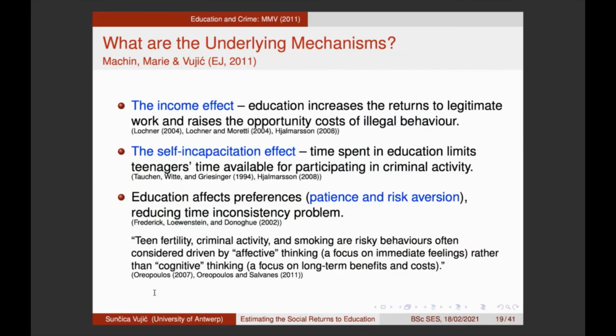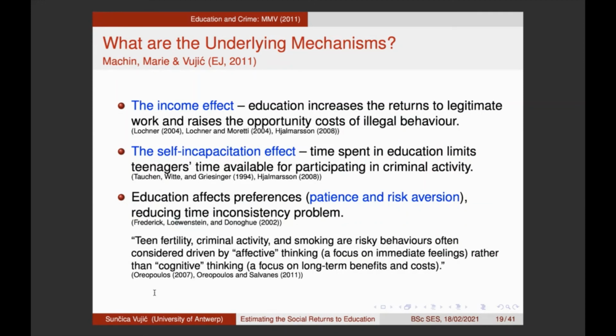I will only briefly say something about the mechanism. So you might ask yourself, why would education affect crime? Or why would education affect fertility or health? And usually there are different mechanisms in place. In the case of education and crime, you can think of the income effect, the same income effect that is important for explaining the relationship between education and wages. You can think that education increases the returns to legitimate work and raises the opportunity cost of illegal behavior.